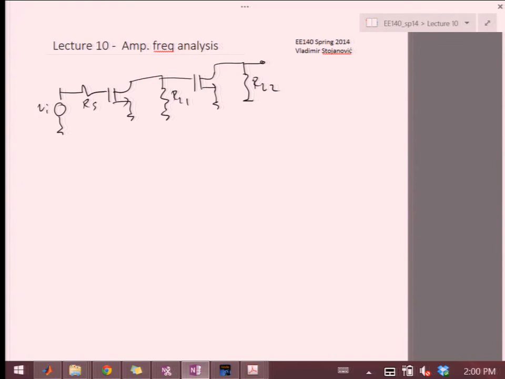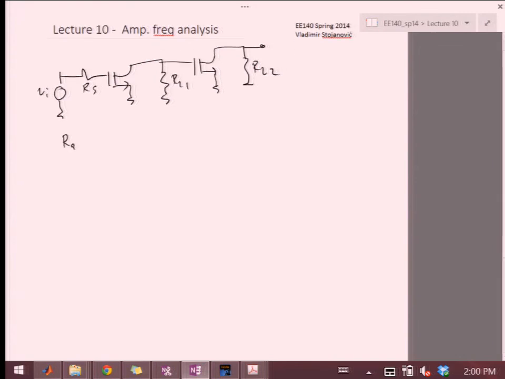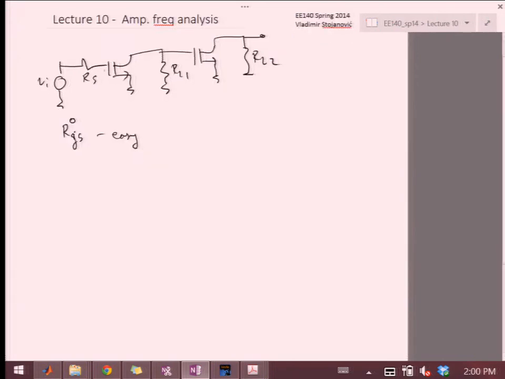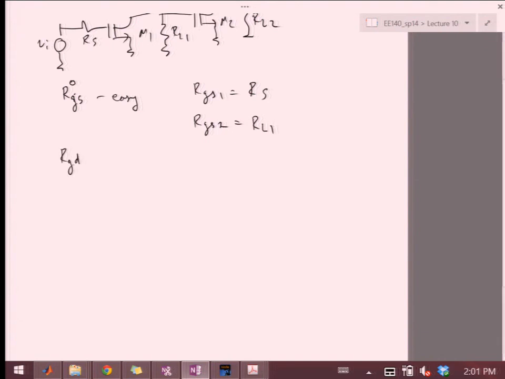So again, I'm going to first look at RGSs, and this should be easy. So RGS out, open, simply because when I'm analyzing RGSs, I'm opening CGD capacitors. So I'm breaking that path from input to output, and then it's very easy. For this RGS, when I open up the CGD, I only see RS on this side. So RGS1 is RS. RGS2 is what? What do I see from this CGS? This is RL1, this is RL2. RL1, that's right. Okay, RGDs are a little bit trickier.